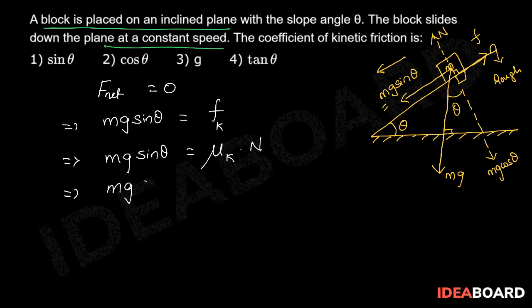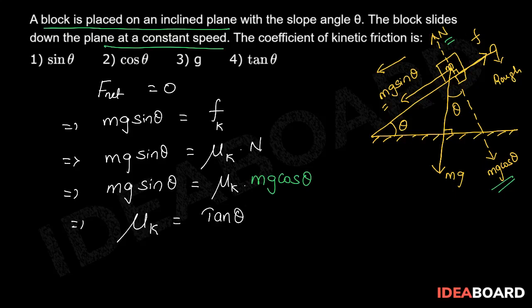So mg sin theta is equal to mu k times the normal reaction force, which is equal to mg cos theta from the FBD. So we can write it as mg cos theta. On simplification we get mu k equal to tan theta. Therefore the coefficient of friction is tan theta. Therefore the correct option is 4.